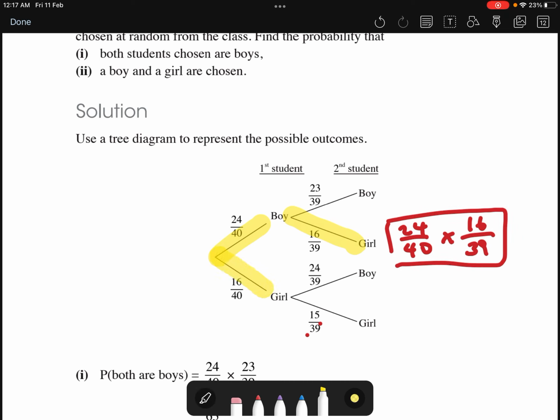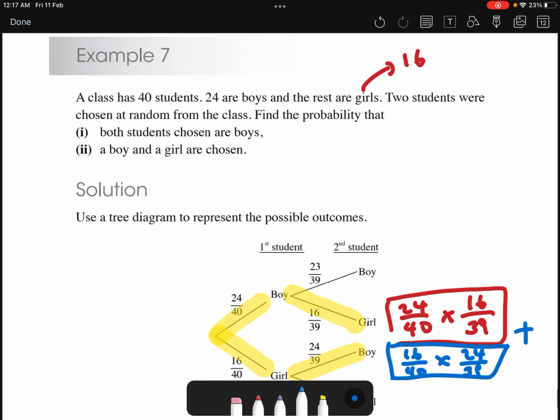Okay, the other is I choose girl first, then I choose boy. So this is 16 over 40 multiplied by 24 over 39. So after you multiply all these, then after that you get 2 probabilities, you add up. Don't forget to add up. Alright, so this is something to take note of.